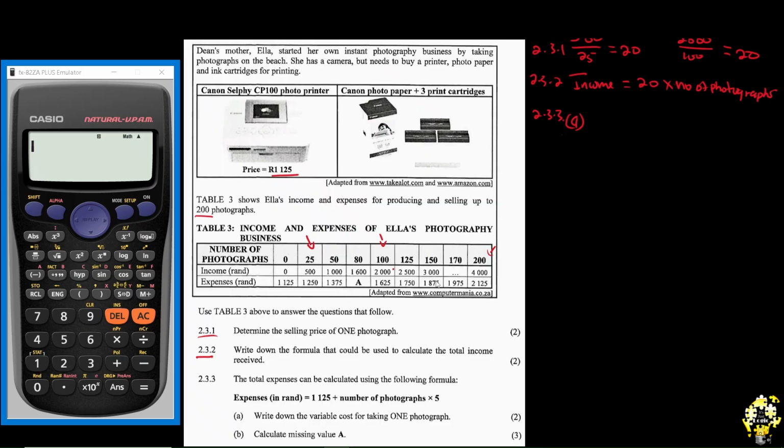A, write down the variable cost for taking one photo. We went through variable cost is the cost that changes. Usually it's the cost of the inputs, or usually it's just the cost that is constantly changing. Maybe the cost of taking photographs, because it's constantly changing. The more photographs you make or the more photographs you take, the cost increases, and costs that increase or decrease based on how many production you have made, it's called a variable cost.